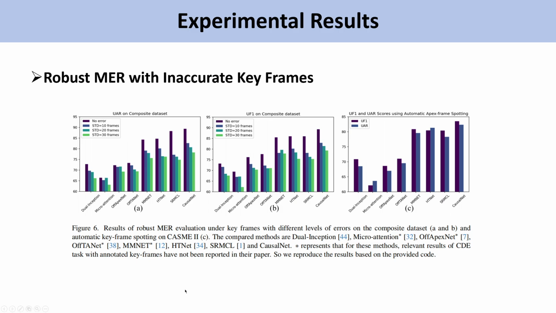We conducted a robust microexpression recognition evaluation under key frames with different levels of errors on a composite dataset consisting of SMIC, CASME2, and SAMM. We assume that keyframe errors follow a normal distribution centered on the manually annotated keyframe indexes of the dataset. We set standard deviations of 10, 20, and 30 frames and introduce these errors to the apex, onset, and offset frames in the composite dataset to analyze the performance changes of existing open-source state-of-the-art keyframe-based methods and our CausalNet.